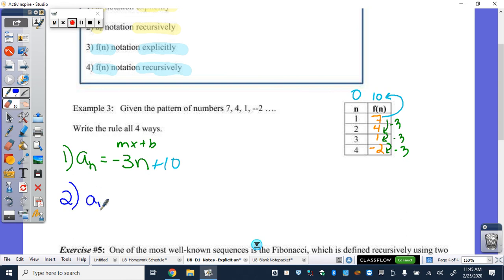All right, second one was a sub n recursively. So again, recursive definition always has 2 parts to it. You have to state the first term. So a sub 1 is 7. And as we already said, it's going down by 3. So we take our previous term and subtract 3. So a sub n is a sub n minus 1 minus 3.